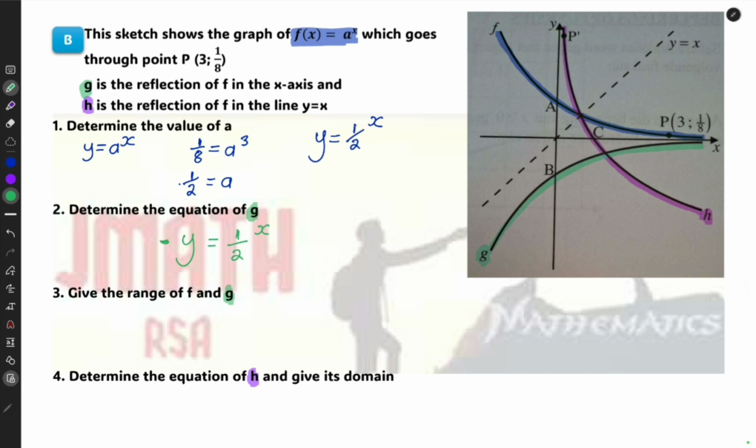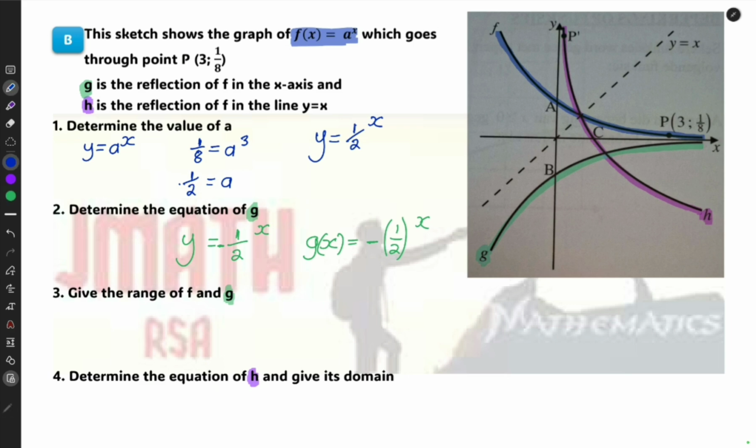I put the minus there, but it's not allowed to stay there because y must be on its own. So I'm just going to move the minus in front of the half. There we go. That is my g equation. So for your teacher, you can just write g of x equals negative a half to the power x, and I can put that in a bracket. Okay, give the range of f and g.